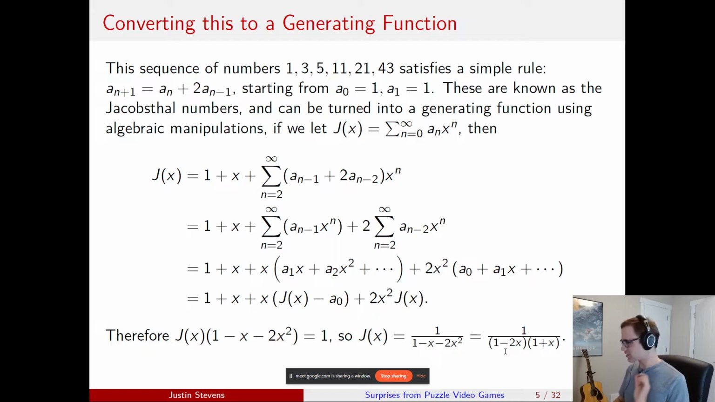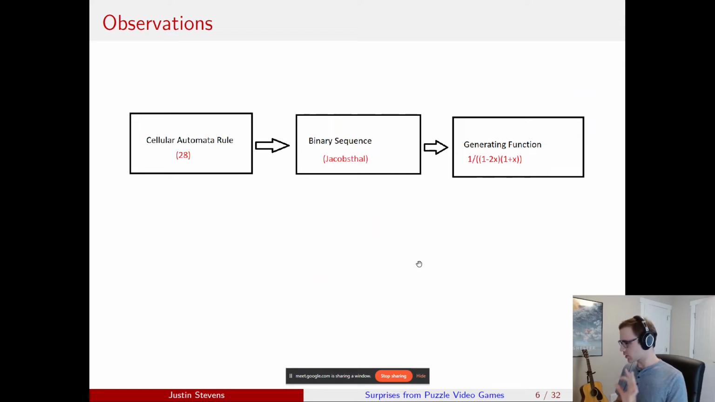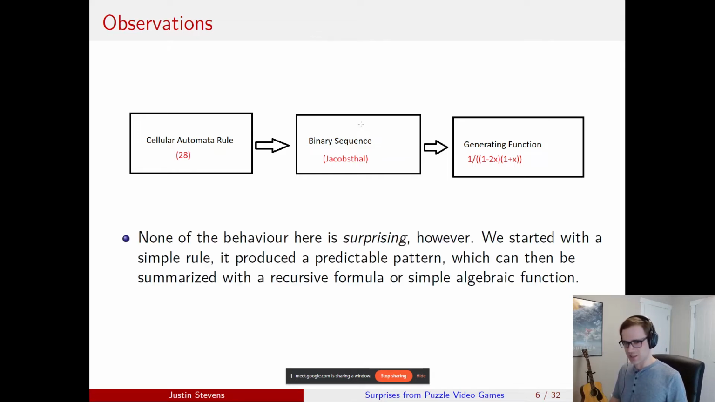But the very interesting thing to notice here is the overall pattern of what we just did. We started with a cellular automata rule, a very specific rule, rule 28. We saw that this produced an interesting binary sequence of behavior, which in turn led to a generating function that was able to generate that entire sequence of data. That's an interesting schema. However, I would say that none of this behavior is very surprising. What we started with was a very simple rule. It produced a somewhat predictable pattern, which can be summarized with a somewhat simple recursive formula or a simple algebraic function.